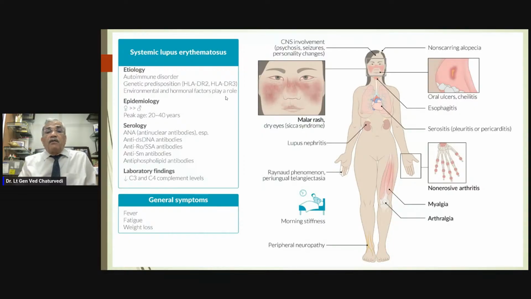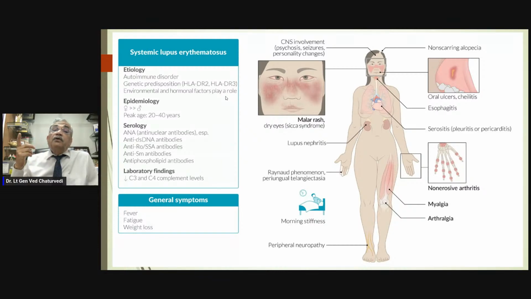So you start from head to toe. These are the organs involved. This has become more popular because of the butterfly rash. But otherwise, not every symptom is present in every patient. Sometimes you can have skin involvement, sometimes you can have only kidney involvement. Then the patient will not come to you, the patient will go to a nephrologist.